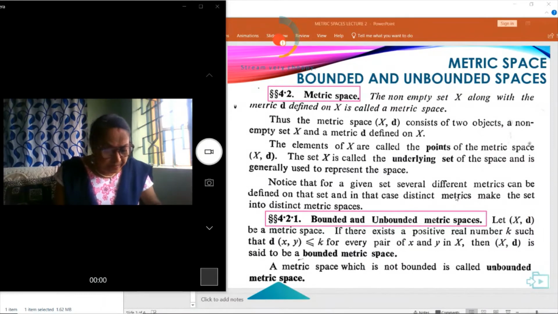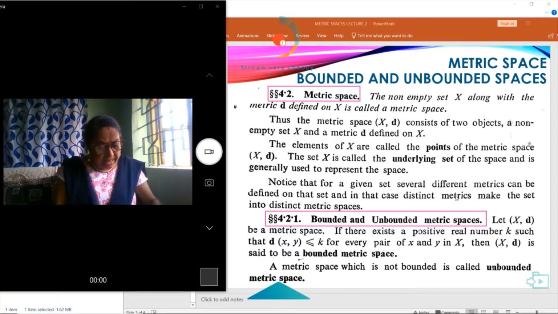Metric space. A non-empty set X along with the metric d defined on X is called a metric space. Thus, the metric space (X, d) consists of two objects: a non-empty set X and a metric d defined on X. The elements of X are called the points of the metric space (X, d). The set X is called the underlying set of the space and is generally used to represent the space.